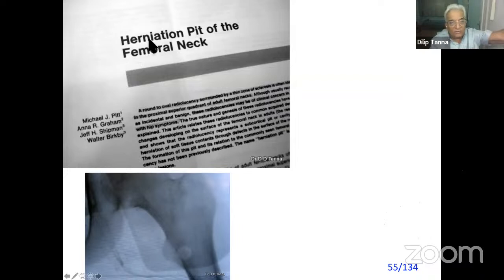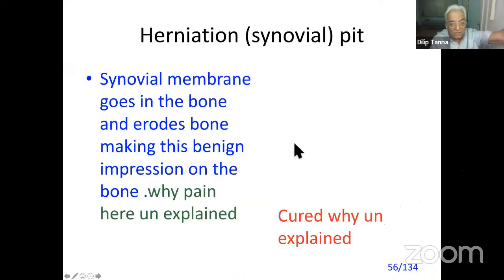I wasn't aware of what it is. It's a herniation pit of the femoral neck. All it says is that the synovial membrane goes inside the bone and forms this pit. It is known as a herniation pit of the femoral neck. This is the article which has appeared. The synovial membrane goes into the bone and erodes the bone, making this benign impression on the bone. Why pain? Here it is unexplained. Cure? Also unexplained. But he had a herniation pit, and you can see it very well.